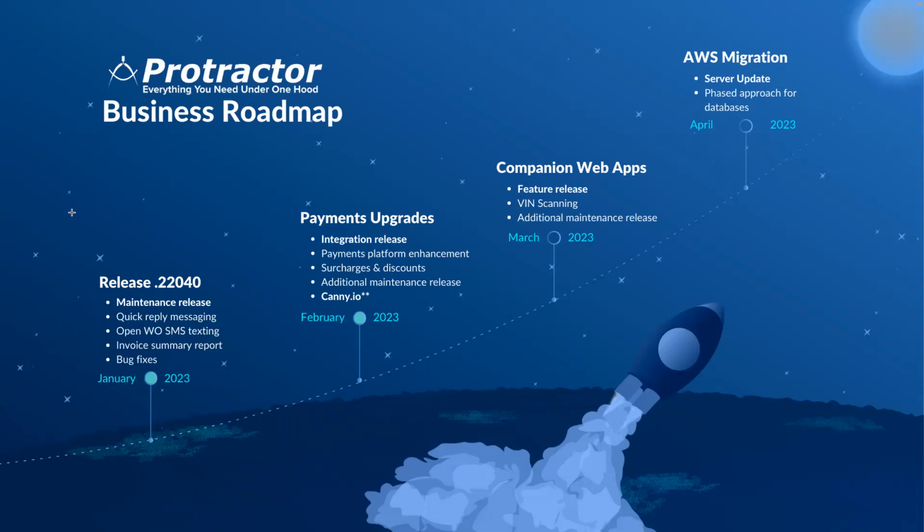And one of those is something that has become a pretty big topic internally, and I think within the Facebook group as well, which is companion web app. So, Protractor is an awesome program. It has all the horsepower for you to run your business. But what happens when that owner wants to go remote?